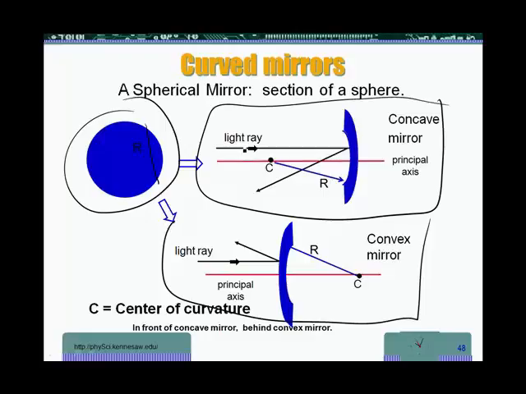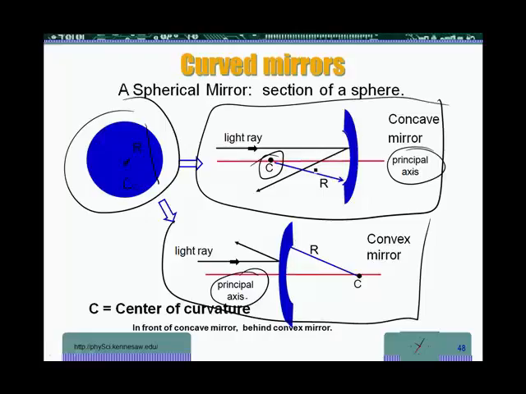Now, whenever we have a mirror, we define as the principal axis just an imaginary line that goes through the center of the mirror. So we can have a principal axis for both mirrors, either concave or convex. Now, the center of the mirror is going to be the center of the sphere here, the center of curvature of the mirror. Okay. And both of them are going to have the same center.